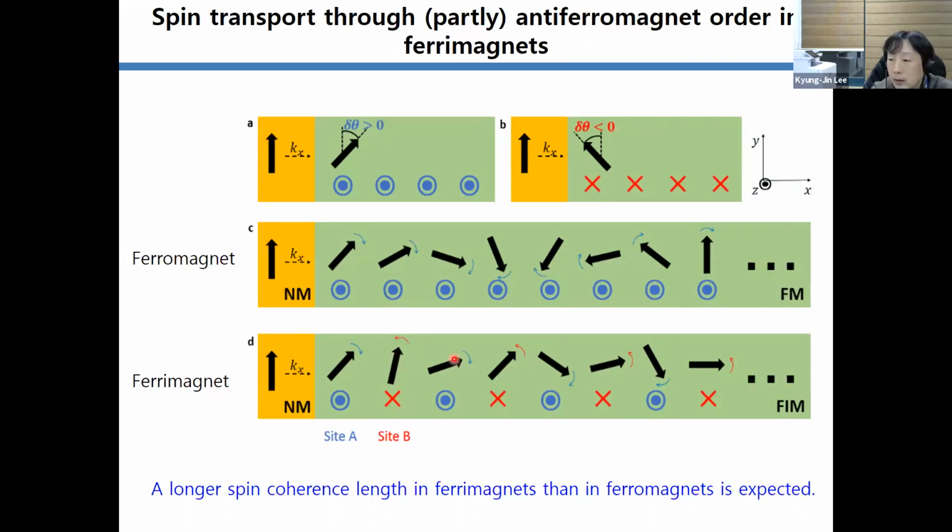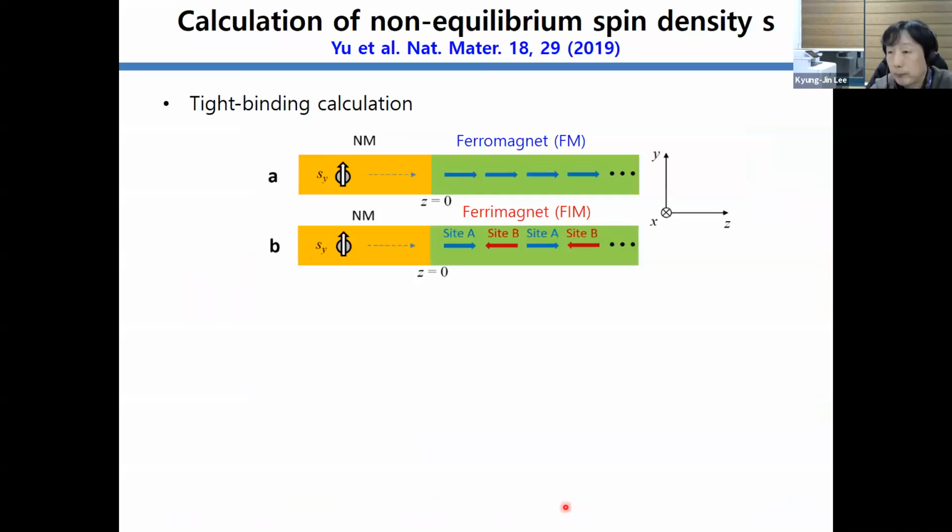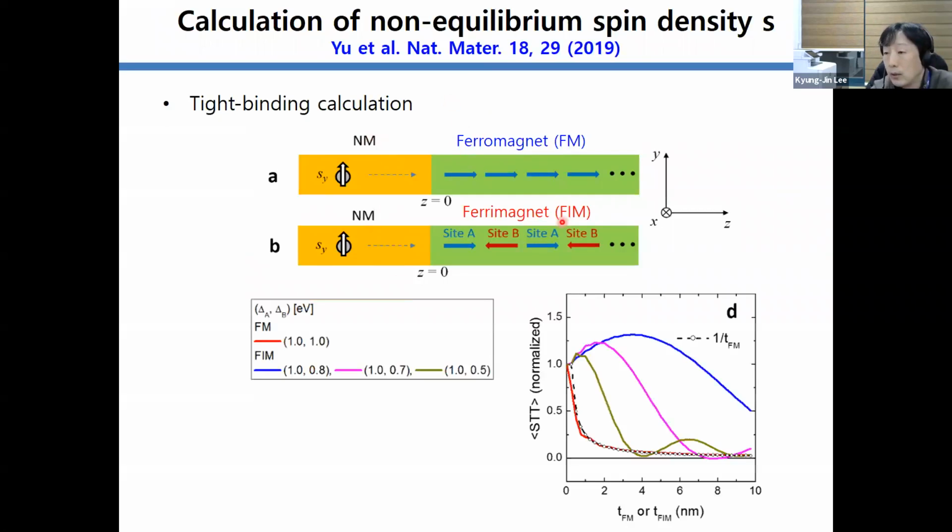So coming back, it rotates clockwise and slightly anti-clockwise, and so on and so on. So the precession length becomes much longer than that of the ferromagnet. So we expect that the spin current length would be much longer in a ferrimagnet than in a ferromagnet. So we calculated that using a simple tight binding model, and this is the result. This is the spin torque. This red one is for the ferromagnet, and it shows very good agreement with the well-known one-over-thickness dependence.